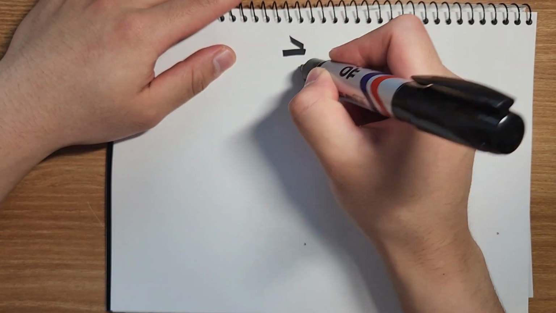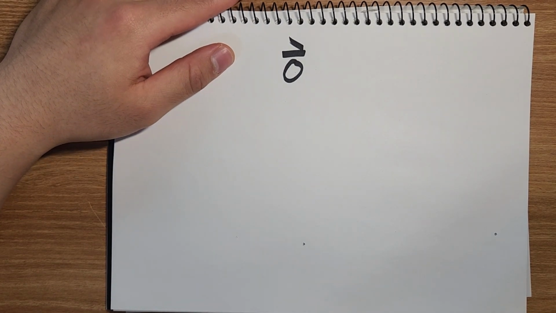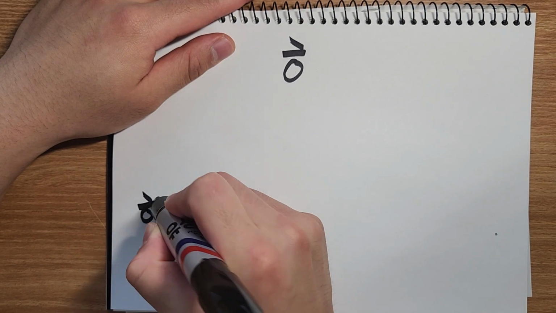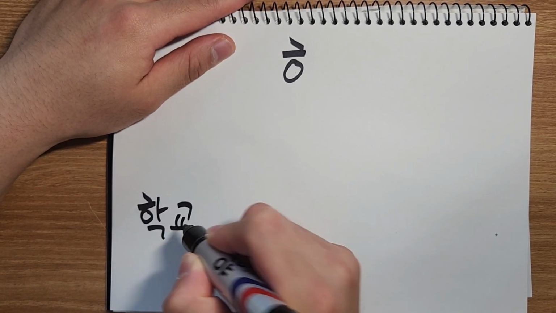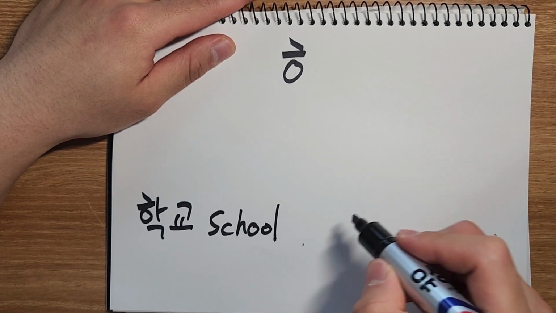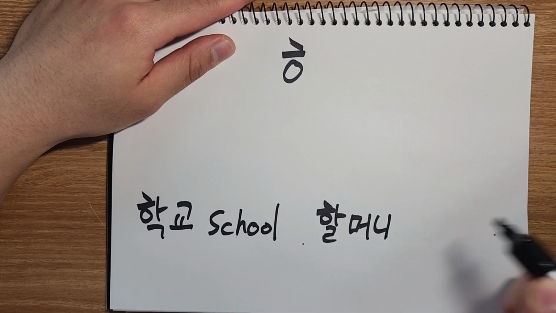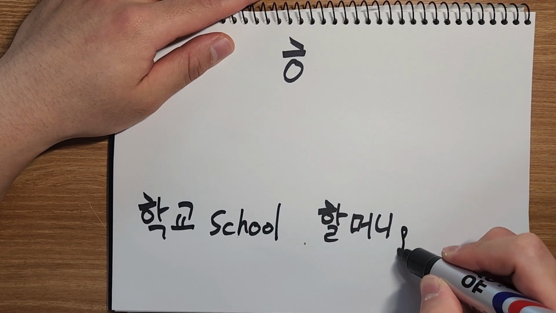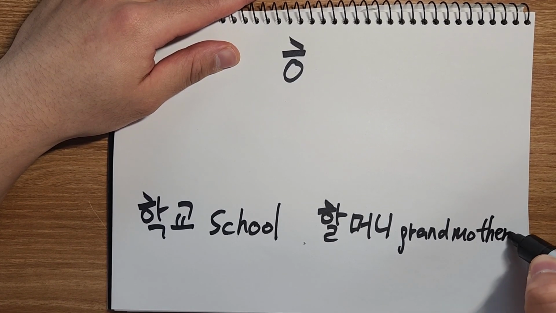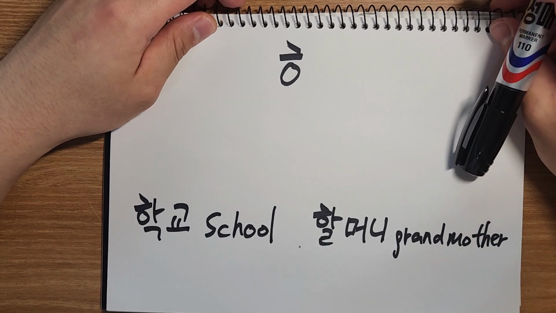And then there is the 히읗 sound. 히읗 is a sound similar to H. So 학교, which means school, and 할머니, which means grandmother. So 학교 and 할머니 have the 히읗 sound, which is similar to the English H sound.